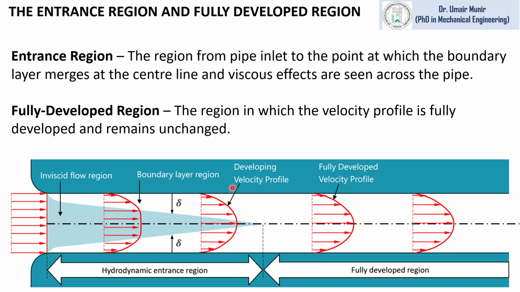Now we will differentiate between the entrance region and the fully developed region. Entrance region is the region from pipe inlet to the point at which the boundary layer merges at the center line, and viscous effects are seen across the pipe. So beyond this point, the viscous effects are throughout the pipe cross section, where this blue shaded region is the inviscid flow region, where viscous effects are negligible. The fully developed region is the region in which the velocity profile is fully developed and it does not change.